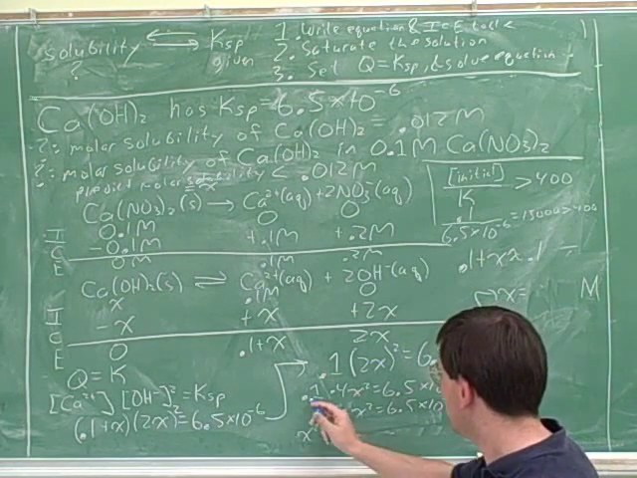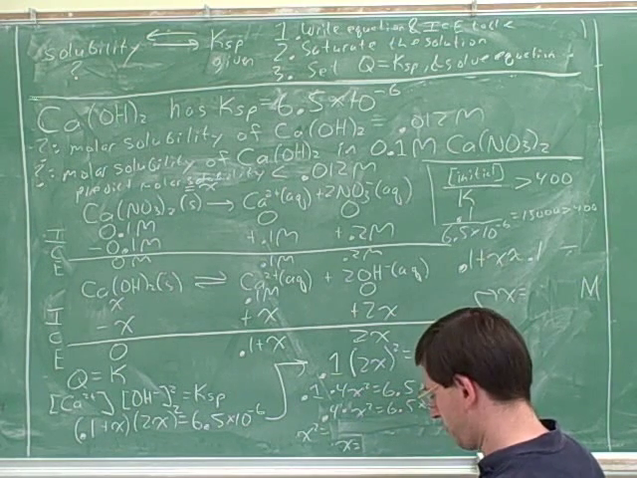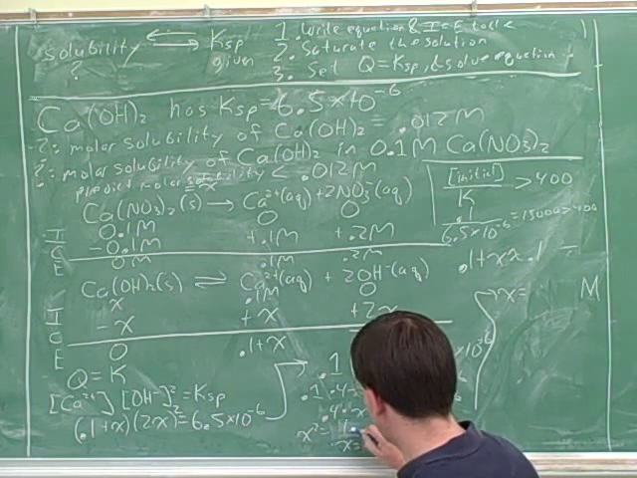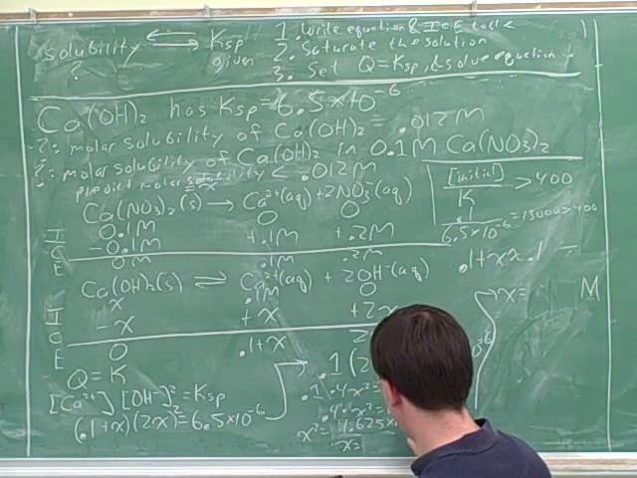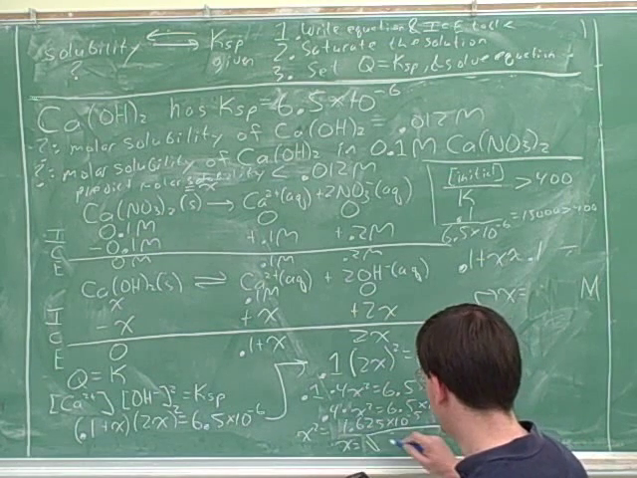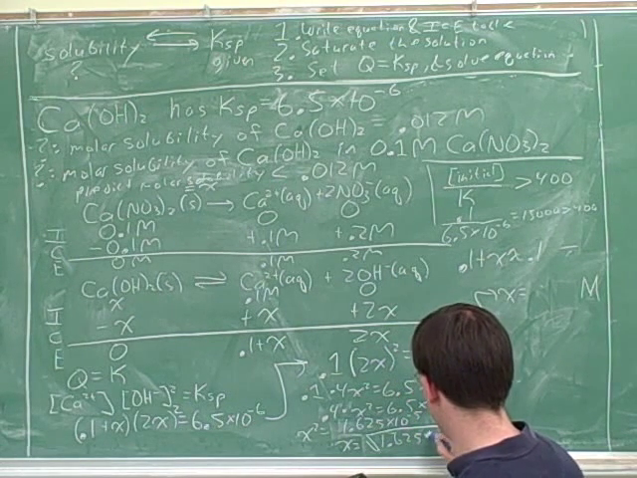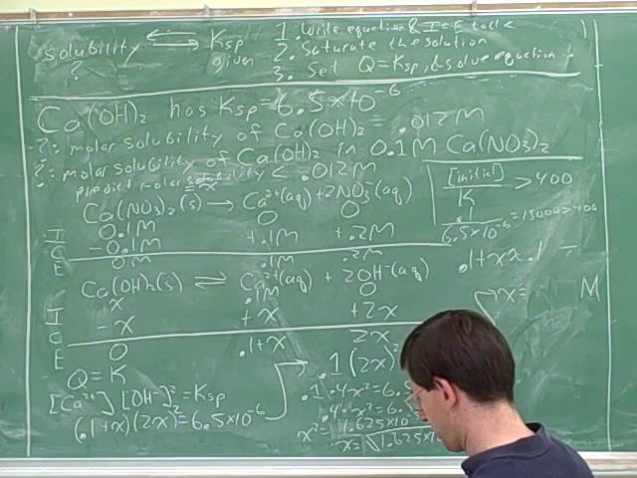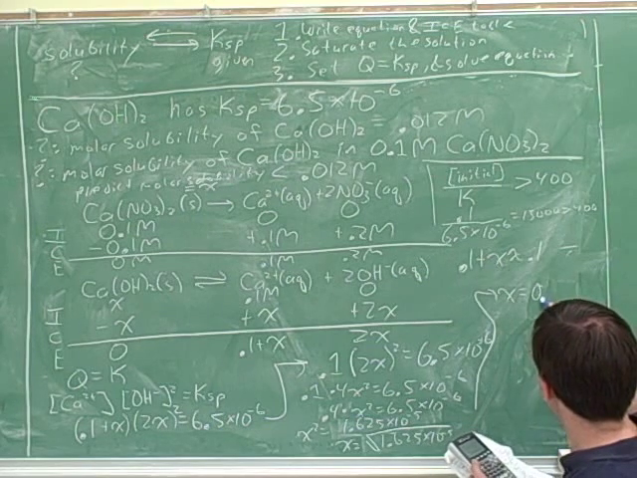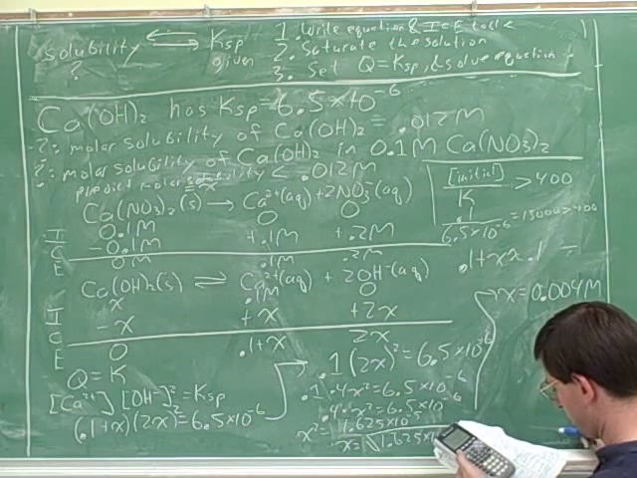All right, so let's try again. 0.1 times 4 is 0.4. So now I would have 6.5 times 10 to the negative 6 divided by 0.4. That's 1.625 times 10 to the negative 5th, right? So then I do the square root of 1.625 times 10 to the negative 5th. And then it's going to be 0.004 molar.